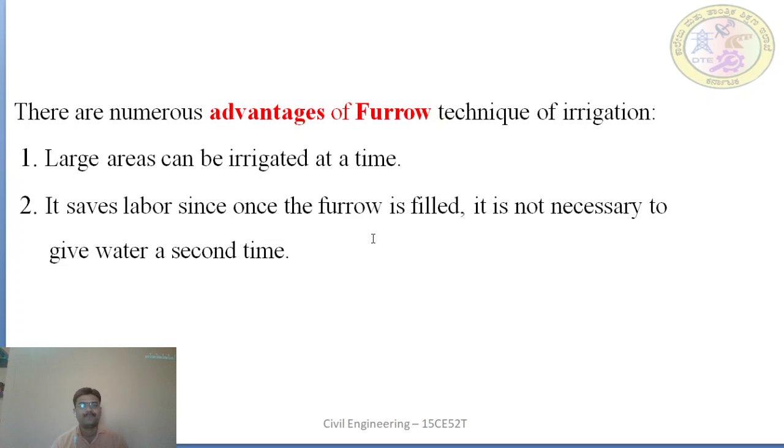What does it mean? If the water made to flow in the irrigation channel completely inundates all the rows, it is not necessary to give water for the second time. Yes, we have to give water a second time, a third time, but the gap period will be longer, so that it will be helpful for the farmer to do his other jobs also.